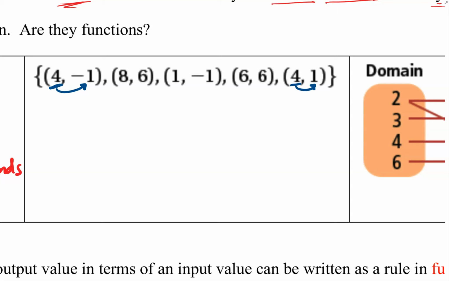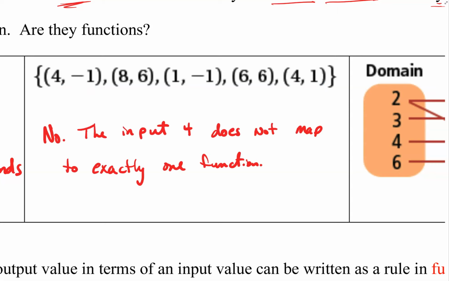If this was truly a function, there wouldn't be the confusion. Where does 4 map to? Well, some would say that it maps to -1, some would say that it maps to +1, others would say that it maps to both, and in either case, that's a problem for our special relations called functions. And we would say that no, the input 4 does not map to exactly one output. 4 is the culprit here.